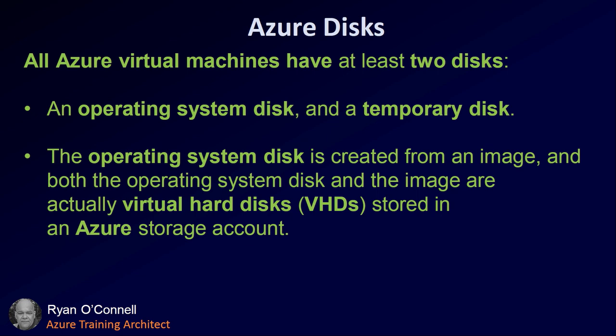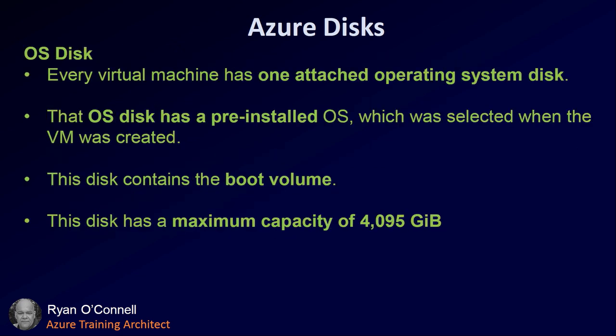All virtual machines have at least two disks, an operating system disk and a temporary disk. The operating system disk is created from the image, and both the operating system disk and the image are actually virtual hard disks, or VHDs, stored in the Azure storage account. The OS disk: every virtual machine has one attached operating system disk. The OS disk has a pre-installed OS, which is selected when the VM is created. This disk contains the boot volume, and the disk has a maximum capacity of 4095 gigabits, and this is different from GBs.